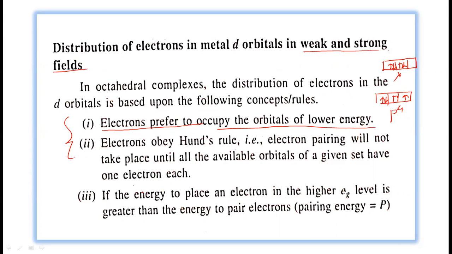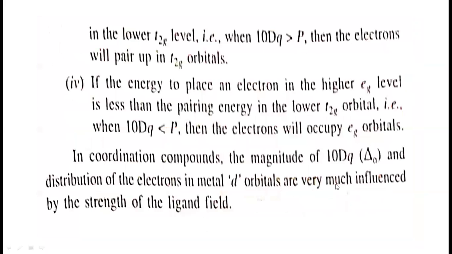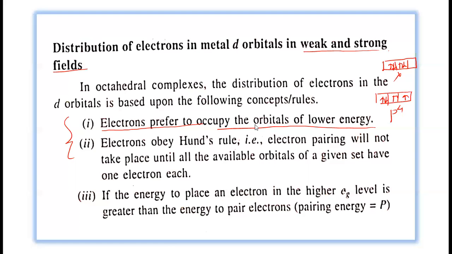Now the third rule is important here. If the energy to place an electron in the higher Eg level is greater than the pairing energy, then the electrons are paired up into the T2g orbital. The electrons are paired up into the T2g orbital.